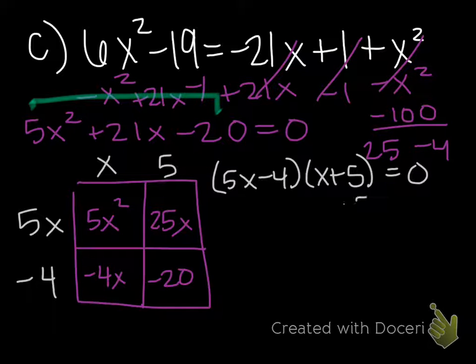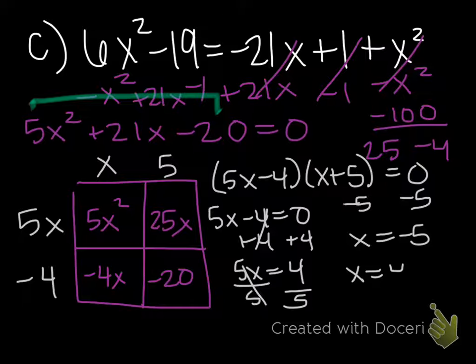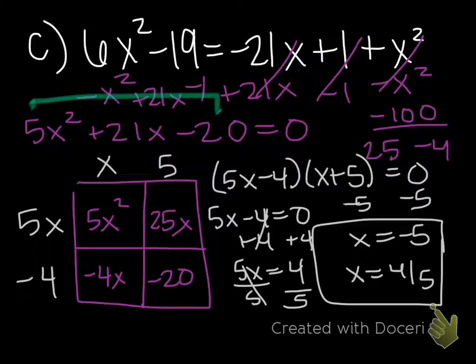So for this first one, I would subtract 5. So I get x equals negative 5. The other one, I have 5x minus 4 equals 0. My first move would be to add that 4 over. So I get 5x equals 4. And then we divide both sides by 5. So my second answer is 4/5. And again, if you feel like you can do that last step in your head, feel free to.